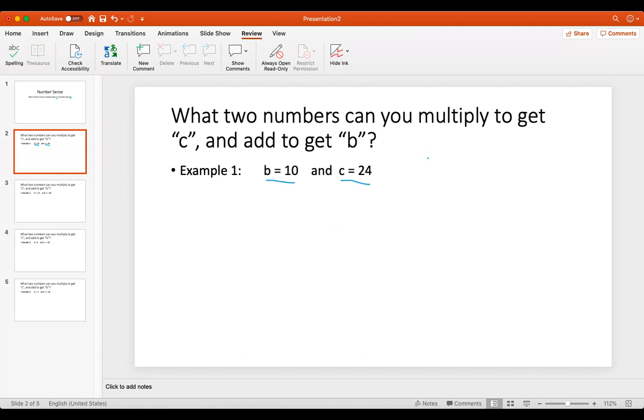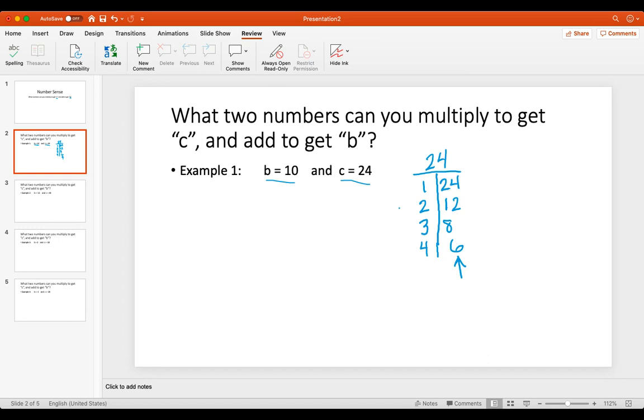So I'm going to come over here and create a factor table. In my factor table, I know I can always list 1 as one of the factors, so 1 and the number 24. Next, I use division to see if a number can go into 24 evenly. So 24 divided by 2 would get me 12. 24 divided by 3 would get me 8. 24 divided by 4 would get me 6. 24 divided by 5, I get a decimal, so that one does not get listed. And then the next number I come to is 6. Well, 6 is already over here, so that tells me I can stop filling in my factor table.